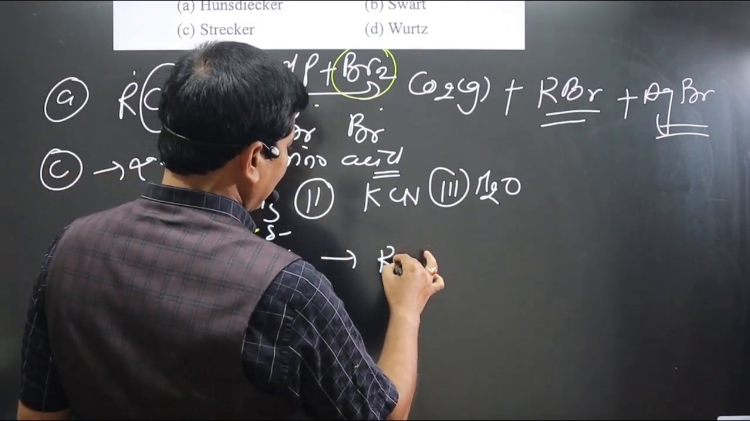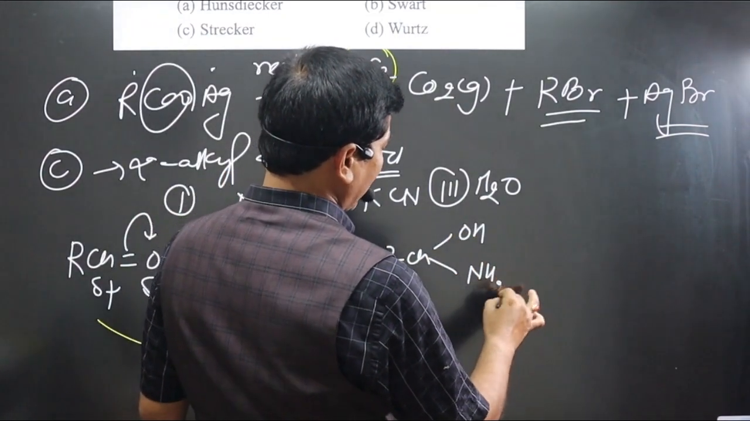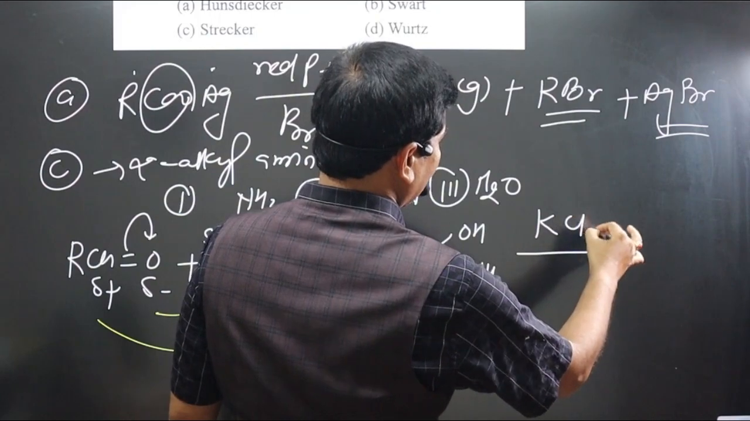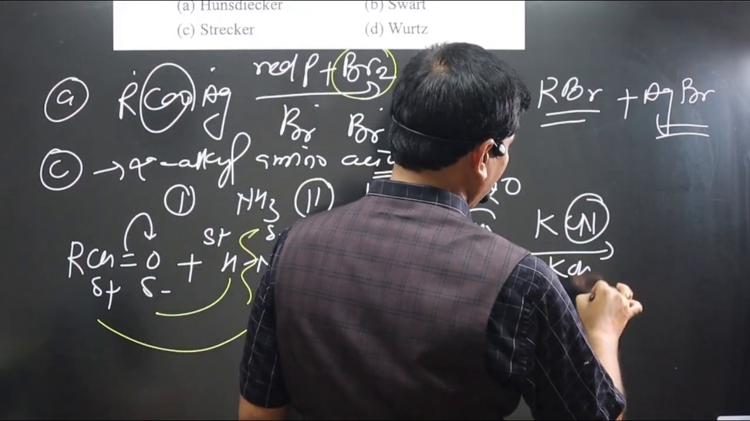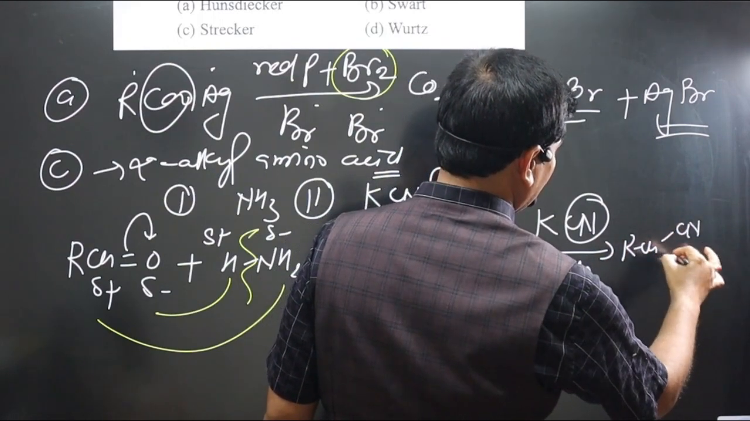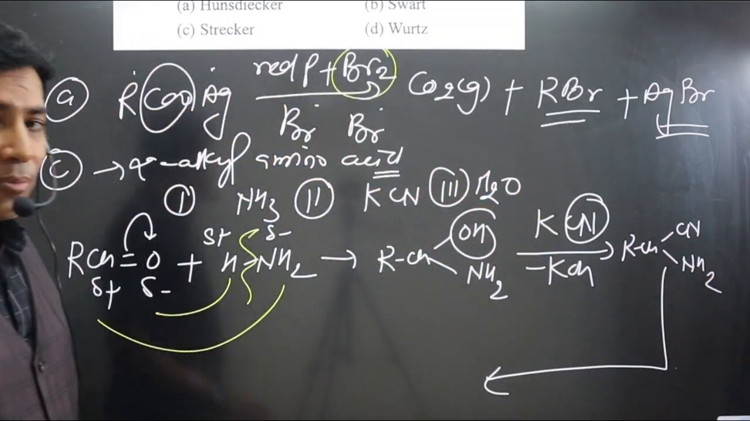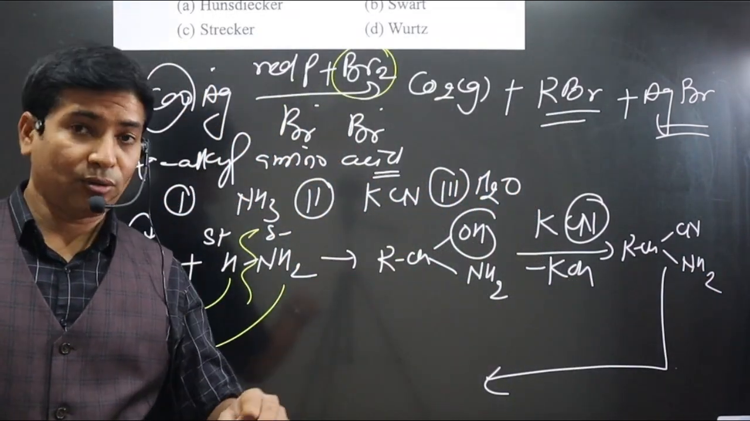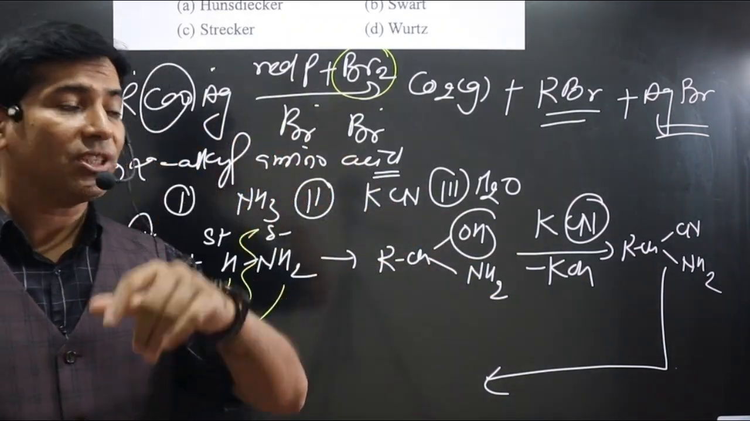Then we get R, CH, here we got OH, and then we have NH2. Next we have cyanide. You can see a strong nucleophile is substituted by a weak nucleophile; the OH from here is replaced. Then we get RCH, CN, and NH2. We have learned that when one water molecule is added to the cyanide group, it converts into aldehyde, and if you take two water molecules, CN converts into COOH.